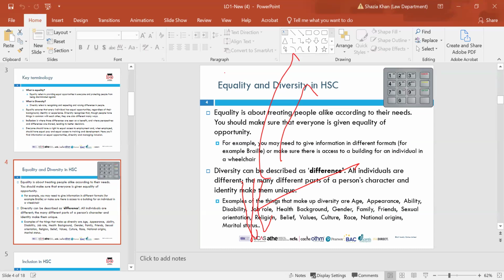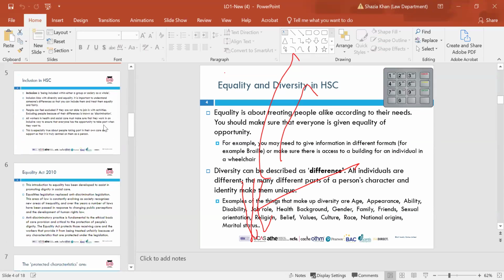Diversity enhances creativity and encourages the search for new, innovative perspectives and information. So it's really important within health and social care that we have diversity, and that we get people involved and make them feel equal. So that's equality and diversity within the healthcare setting.